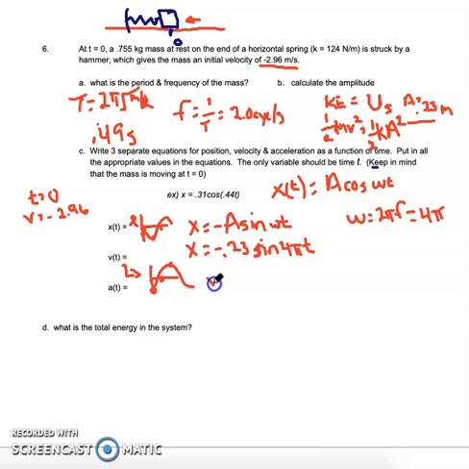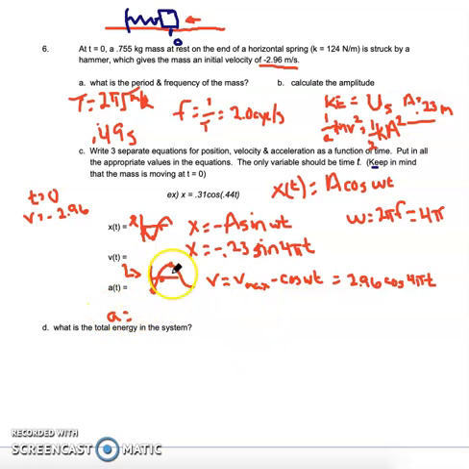So we can say v, the generic form, is equal to v max, in this case negative cosine omega t. So now we can substitute in the numbers. That is going to be negative of a negative, so it's going to be 2.96 times the cosine of 4 pi times time. Okay, pretty straightforward.